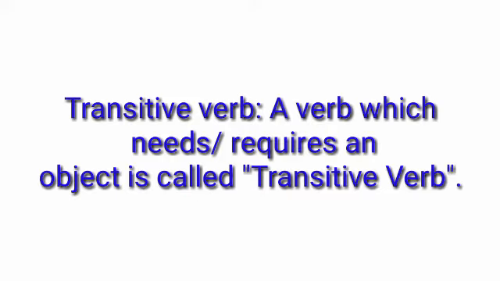The first one is transitive verb. A verb which needs or requires an object is called transitive verb. So any verb which needs an object to complete the sentence is called transitive verb. So there are two categories of verbs, transitive and intransitive. So transitive verbs need an object for the completion of sense.